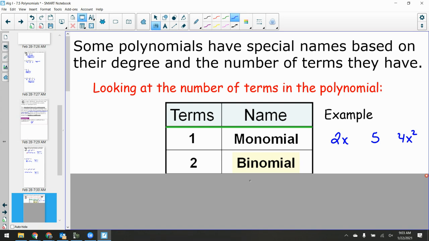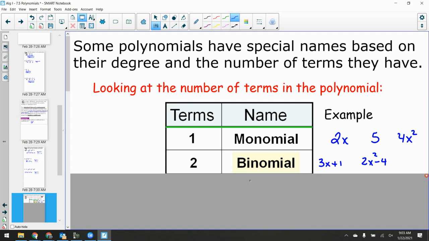So, 2 terms is a binomial. So, like 3x plus 1, that's a binomial. 2x squared minus 4, that's a binomial. Those are good examples. Just 2 terms, right? If you see 2 terms, you can call it a binomial.